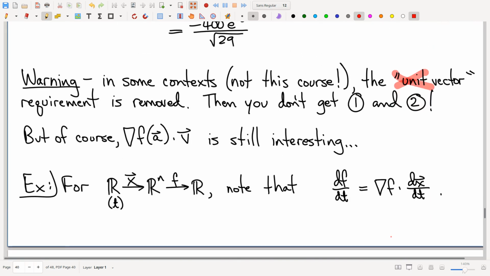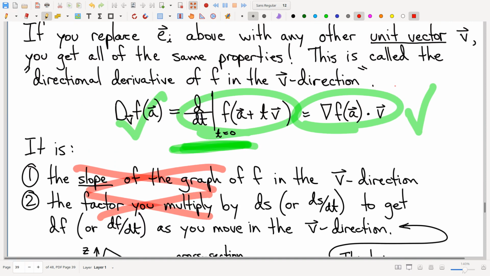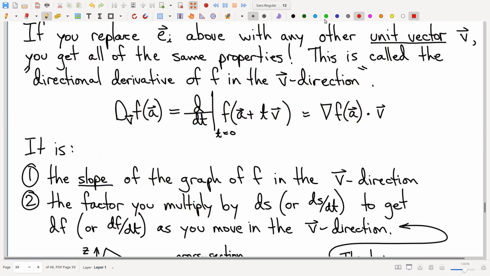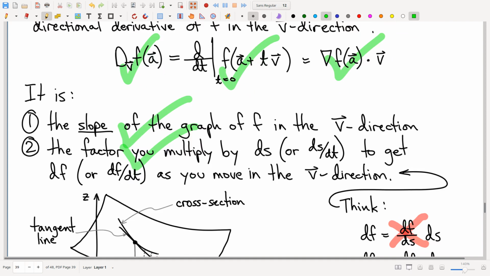Now, what do we do about this? I have two answers to this question. In Math219, the answer is really simple. We're going with this definition as previously written. We are going with that it does have to be a unit vector, and it is a slope, and it is a factor, and it is df/ds. That's what it is in Math219, and I don't want there to be any ambiguity about that.